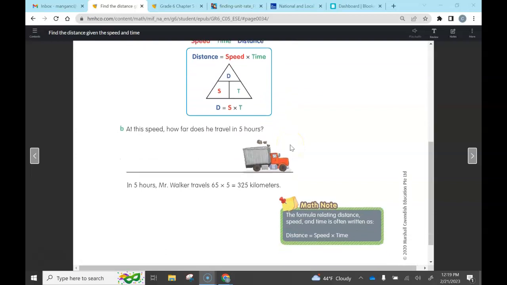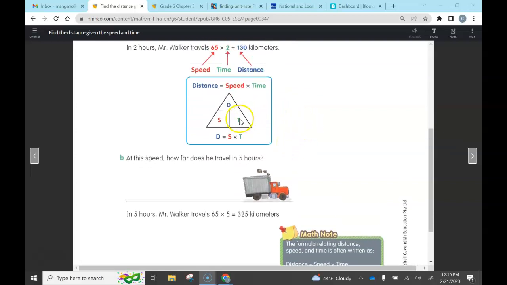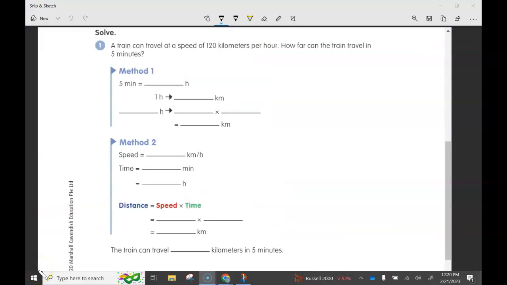Now, doing the same exact thing, we know distance equals speed times time. At this speed, which is 65 kilometers per hour, multiply it by the 5 hours, and that gives us 325 kilometers in 5 hours. So again, understanding the speed and also figuring out the time, 5 hours, we know the distance that can be traveled. This next one is a little different in the fact that we're not going for how many hours and then multiplying it by a certain number.